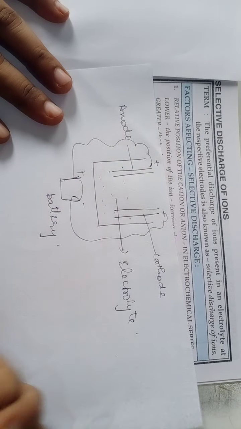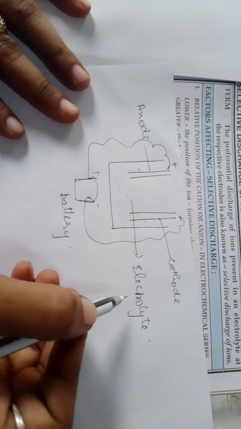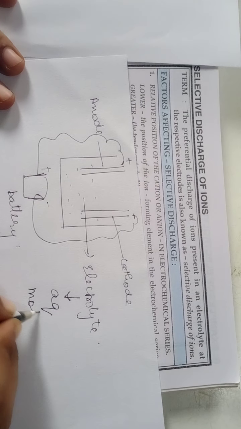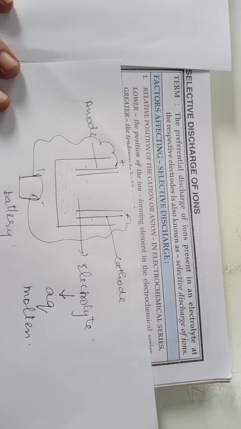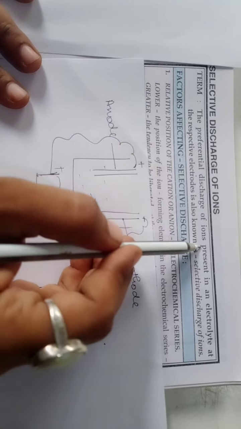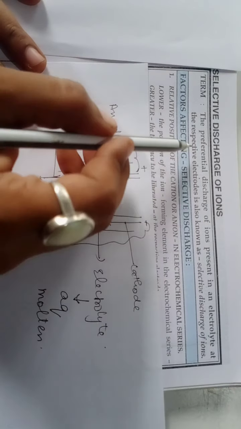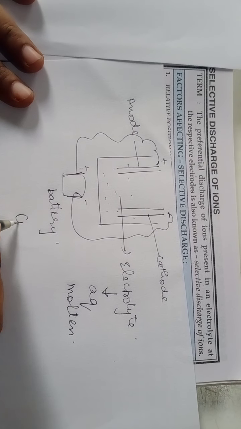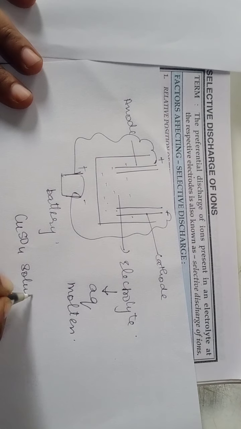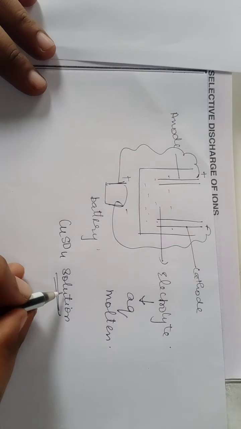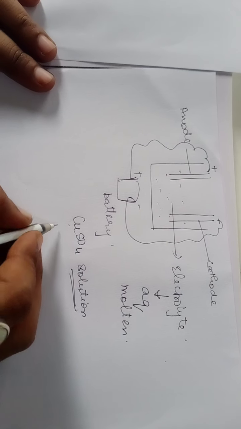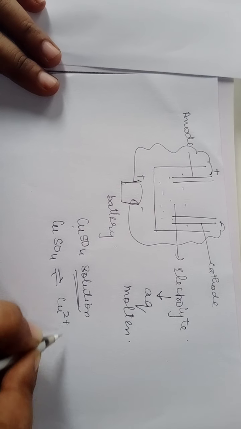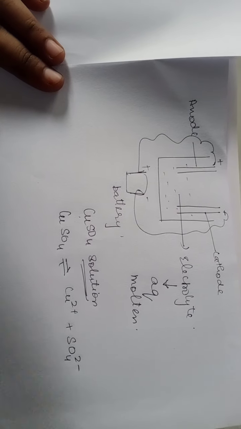Electrolyte I have already explained to you. The electrolyte is the solution. It is either in the form of aqueous or molten solution. Are you getting? Now the preferential discharge of ions in an electrolyte at the respective electrode is known as selective discharge. Suppose, a simple example, I am taking copper sulfate solution. When I use the word solution, it means this copper sulfate is dissolved in water only. So copper sulfate will dissociate into Cu2+ and SO4 2- ions.